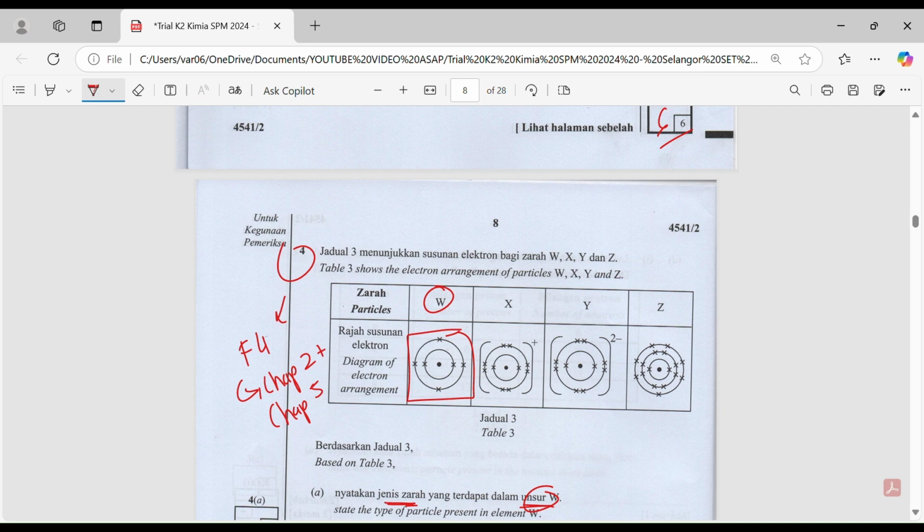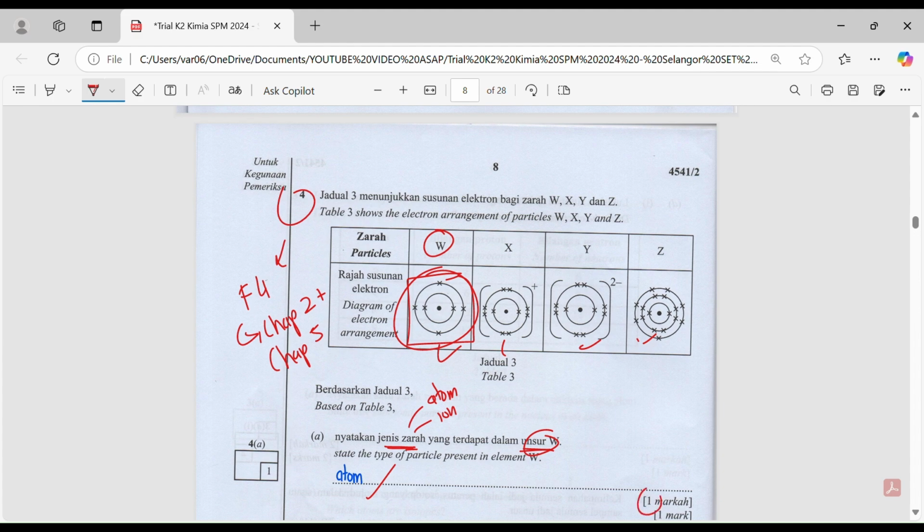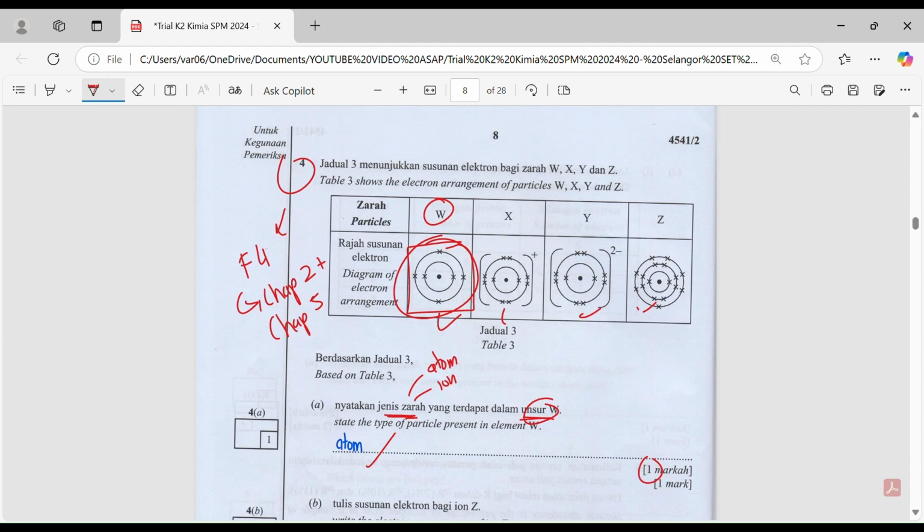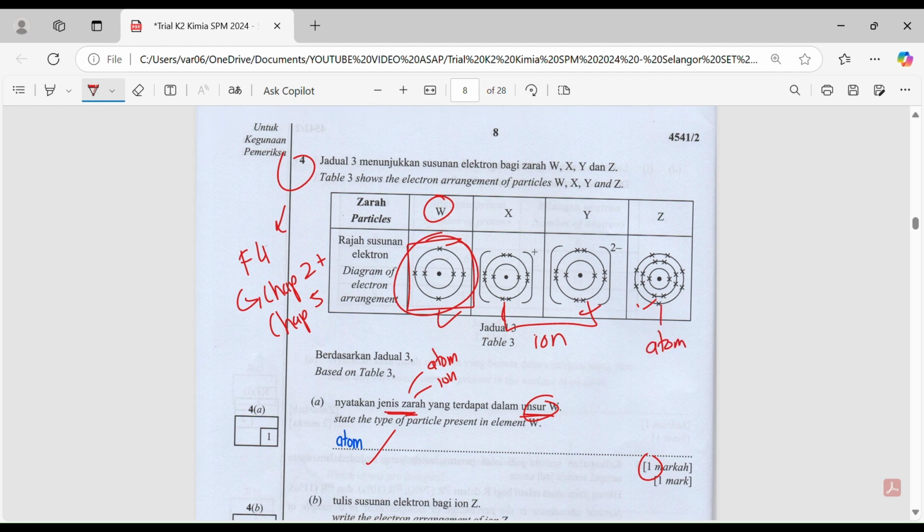Right? So, this is a neutral atom. The type of particle could be atom, ion, or even molecule. In this case, there's no molecule because it's all a single atom. So, it's either atom or ion. So, in this case, it is atom. There you go. Simple 1 mark. So, your X and Y are ions. Your Z is still an atom.